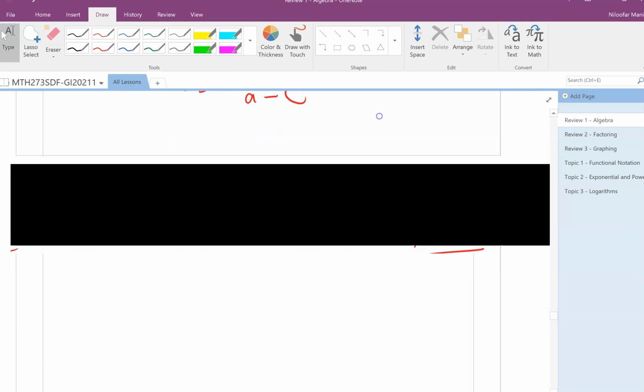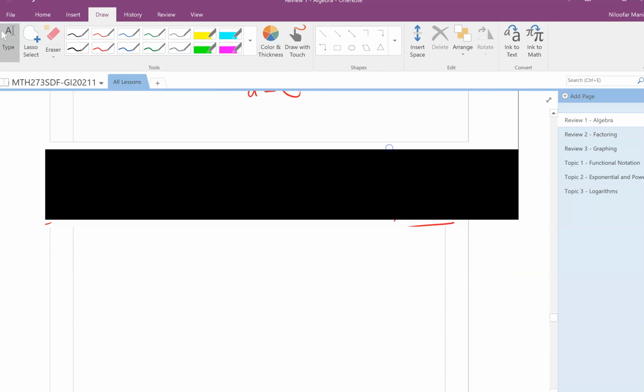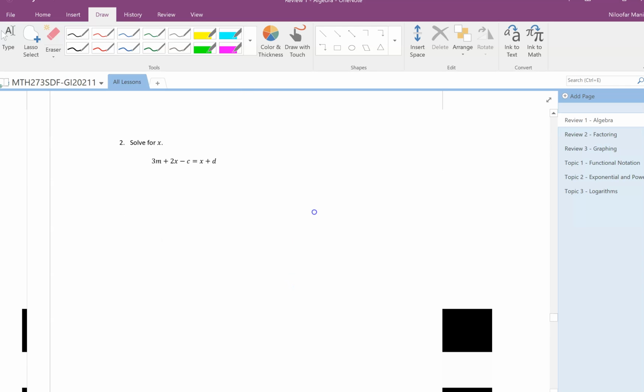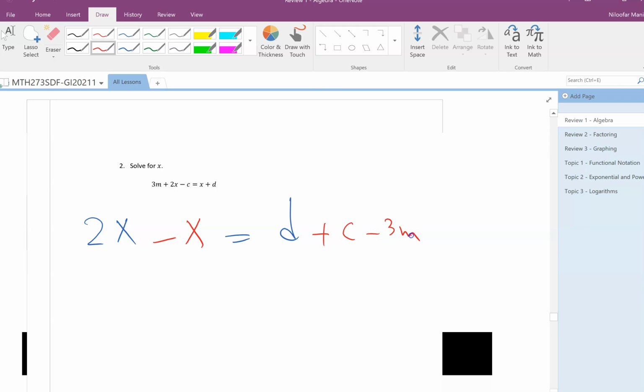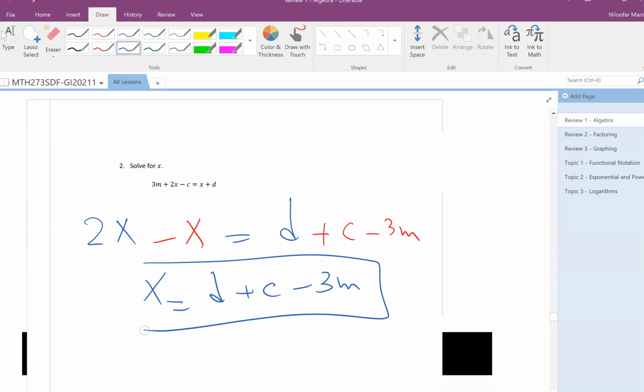Now I move to the next one. Here I do have 2x minus x, all x on one side, equal d plus c minus 3m, because I move, I change the sign. So this is x equal d plus c minus 3m.